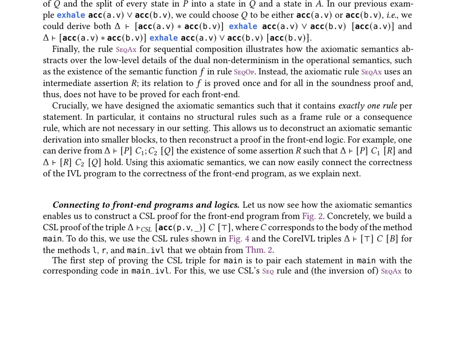The key benefits of the axiomatic semantics are that it contains exactly one rule per statement, with no structural rules, and that it allows for deconstructing an axiomatic semantic derivation into smaller blocks, which can then be reconstructed into a proof in the front-end logic. This enables a smooth connection between the correctness of the IVL program and the correctness of the front-end program.